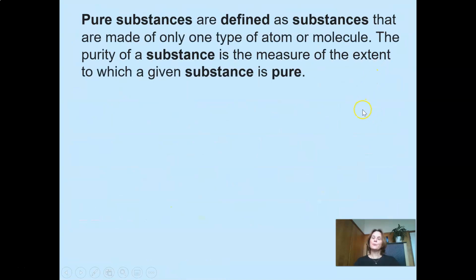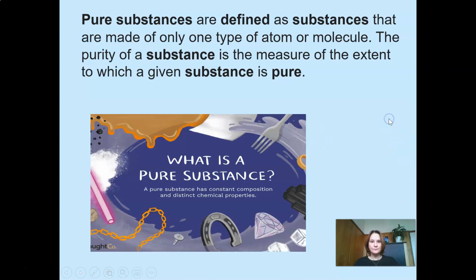Right, so now we're looking at pure substances as opposed to a mixture. Now, pure substances are defined as substances that are made up of only one type of atom or molecule. Don't get confused about an atom or molecule yet. We will go deeper. The purity of a substance is the measure of the extent to which a given substance is pure.